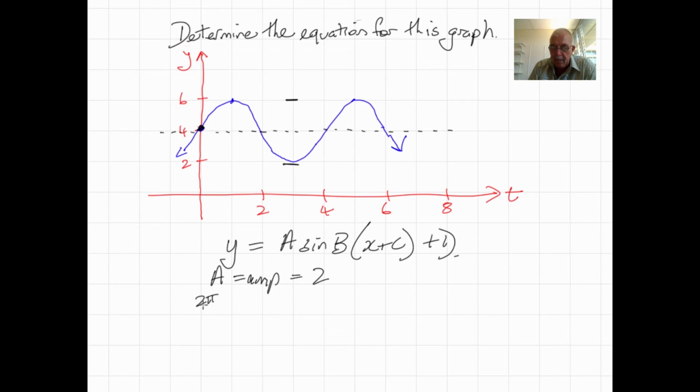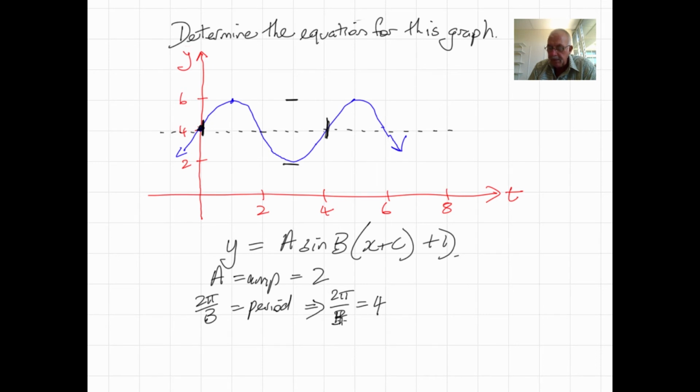Okay, 2 pi on b is the period. Just looking at this diagram, the graph from there to there is one complete cycle or one complete period, because at that point the graph starts repeating itself. So it is 4 units. So 2 pi over b will be equal to 4.